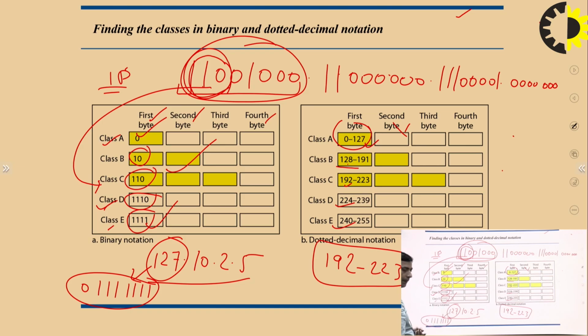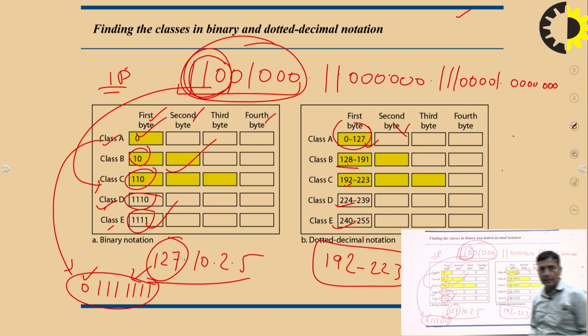Decimal to binary. And when you convert, you can easily identify by using this trick. Does it start from 0? Yes. See here, the first bit of the first byte starts from 0. That means this certainly belongs to class A. So this is the logic. You can easily identify which class this belongs to.